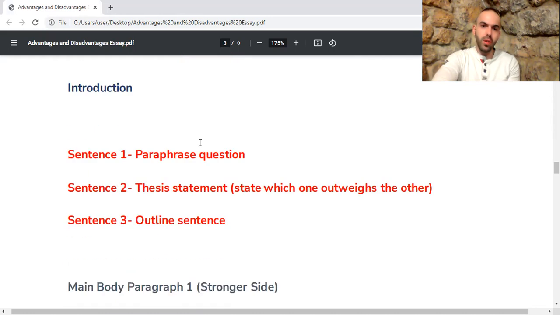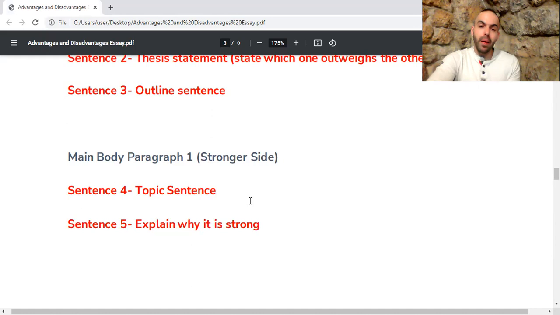So now, as you can see in the introduction, we have a thesis statement. So you have to start, as usual, by paraphrasing the question, and then you have to include a thesis statement where you state which one outweighs the other. For example, you can use the standard phrase: this essay argues that advantages outweigh disadvantages, or in my opinion, advantages overcome disadvantages. Okay, and then after that, you will have to write the outline sentence where you state the main advantage and the main disadvantage as usual.